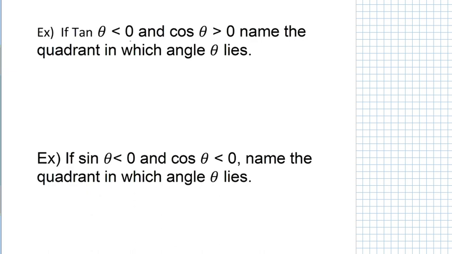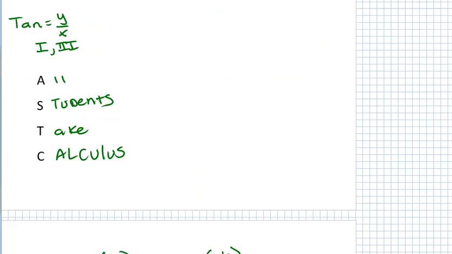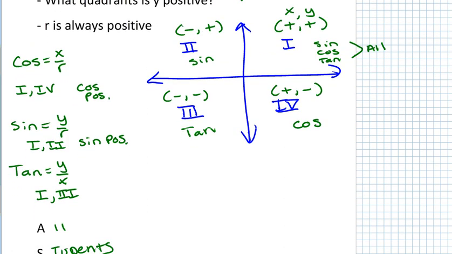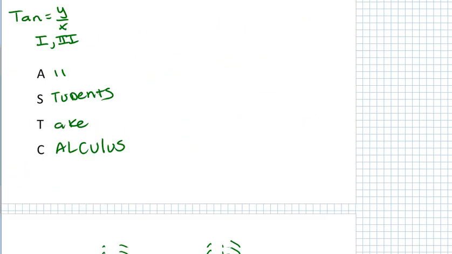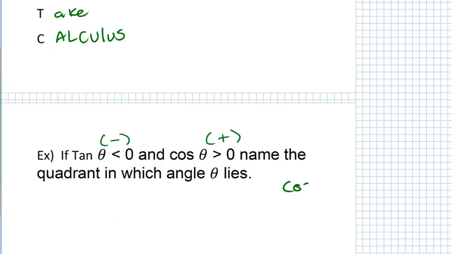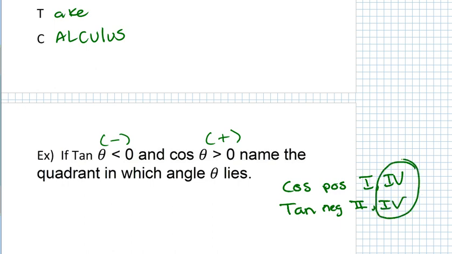It says if tangent of theta is less than 0, meaning negative, and cosine is greater than 0, meaning positive, name the quadrant in which the angle lies. We'll go up here and think about it. If tangent is negative and cosine is positive, well, first of all, cosine's positive in the first and fourth quadrant. Tangent is positive in the first and third, which means it's negative in the second and fourth. So think about, where do they overlap? It overlaps in the fourth quadrant. So this angle has to be in the fourth quadrant.